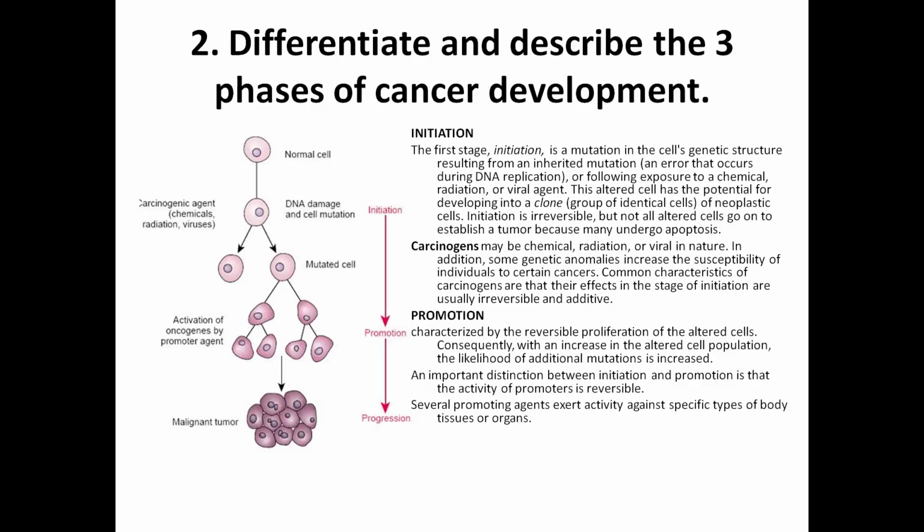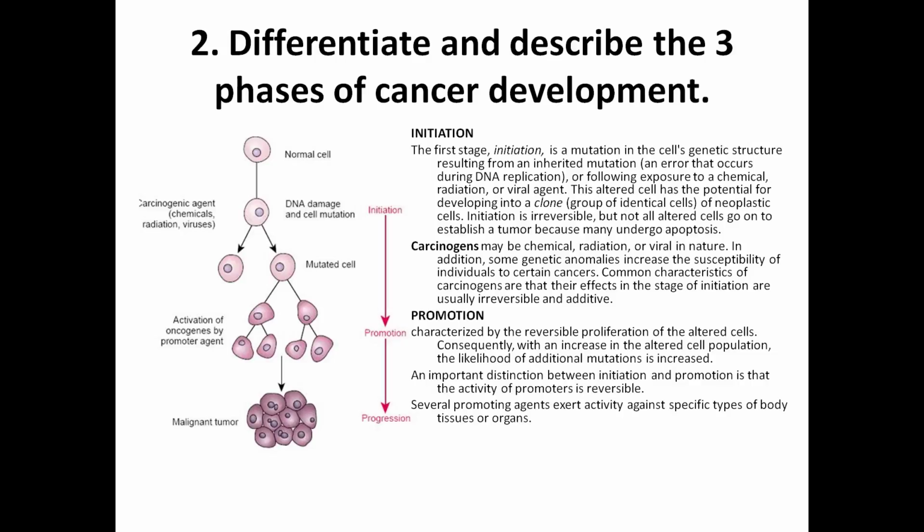Promoting factors include such agents as dietary fat, obesity, cigarette smoking, alcohol consumption. Changing a person's lifestyle to modify these risk factors can reduce the chance of cancer development. Approximately half of cancer related deaths in the United States are related to tobacco use, unhealthy diet, physical inactivity, and obesity. Several promoting agents exert activity against specific type of body tissues or organs. Therefore, these agents tend to promote specific kinds of cancer.